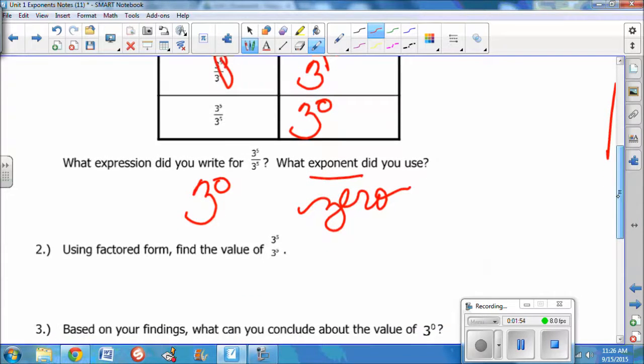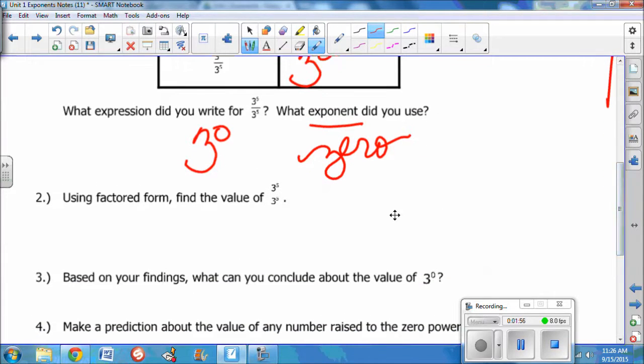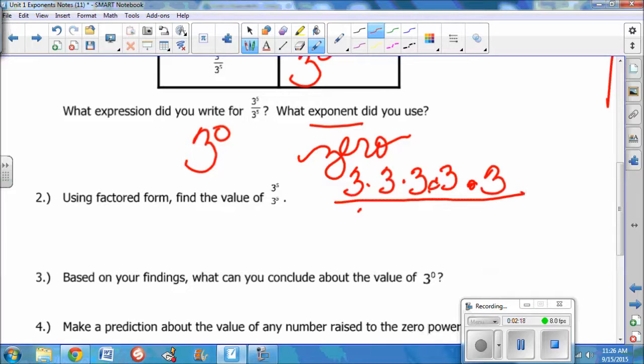So let's keep some thoughts in mind here. Using factored form, find the value of 3 to the 5th divided by 3 to the 5th. Meaning, let's expand that. So we have 3 times 3 times 3 times 3 times 3, so we have five 3's, again divided by five 3's again. Now let's talk about this.